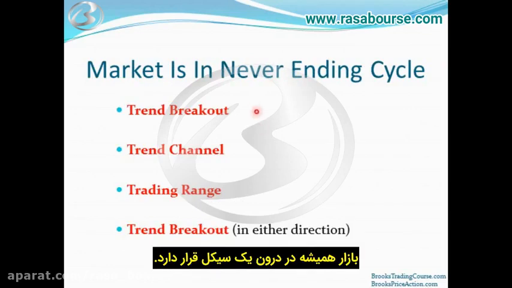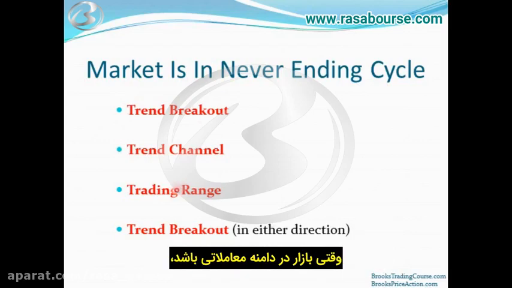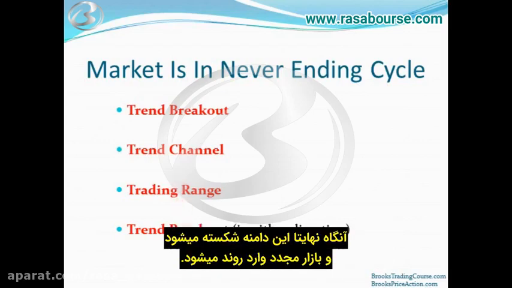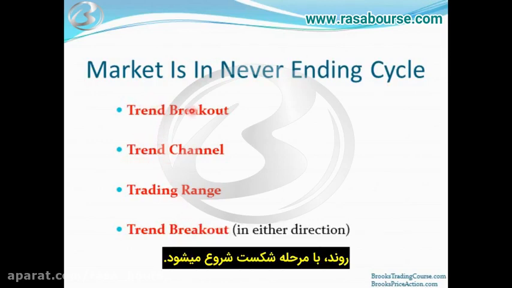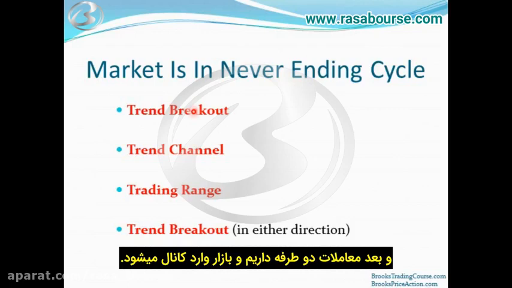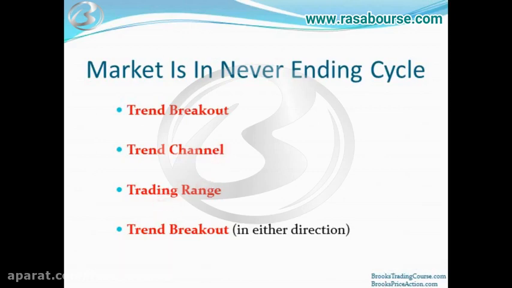The market is always in a cycle. It's either in a trend or a trading range. And once it's in a trading range, it then eventually breaks out into another trend. A trend, there are two types. It starts with the breakout phase, and then the trend becomes more two-sided, and it enters a channel. And the channel eventually weakens to the point that it becomes a trading range.